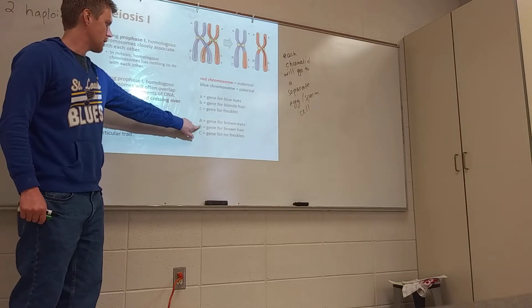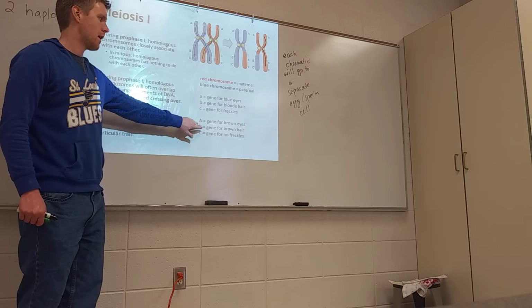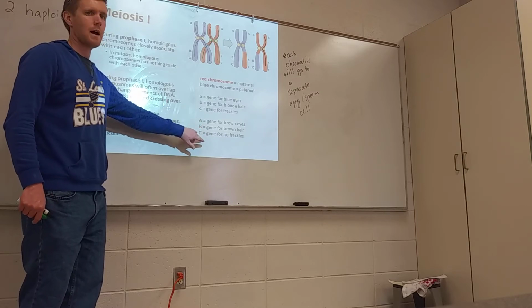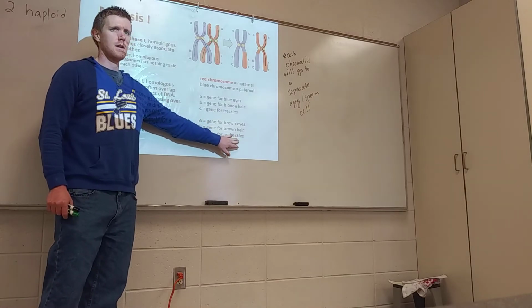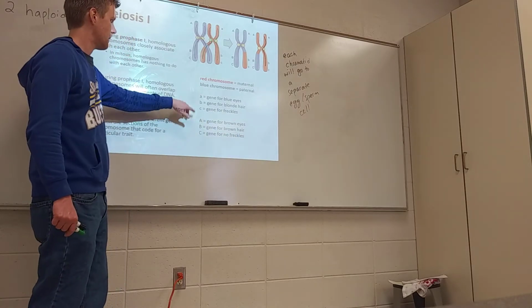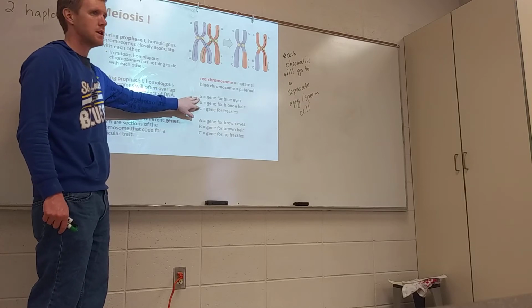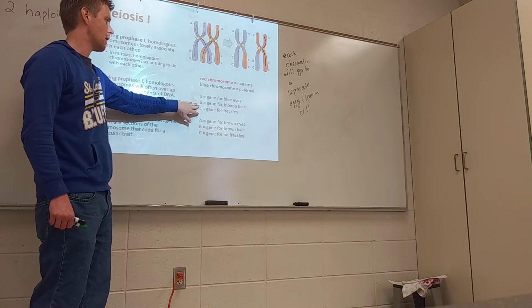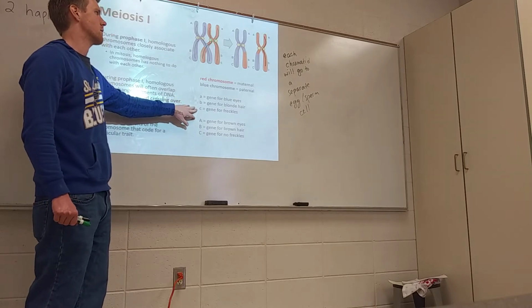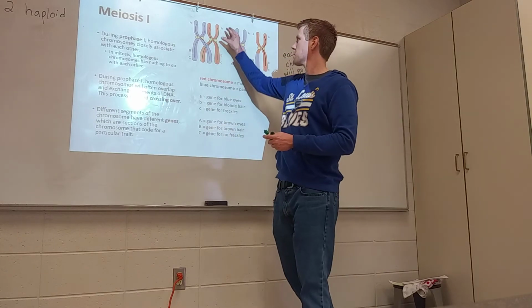Here are the dominant versions of these genes. Capital A is brown eyes, capital B is brown hair, capital C means that you have no freckles. Although I don't think that's actually dominant, but you get the idea. Lowercase a is the recessive gene for blue eyes, lowercase b the gene for blonde hair, and lowercase c the gene for freckles.